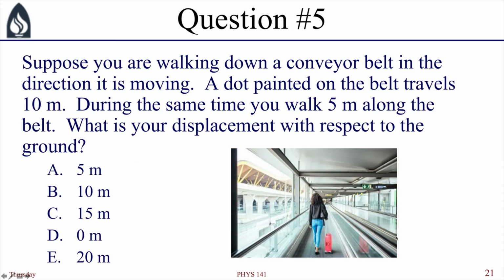So here is a question for you as you think about relative displacements. Let's suppose that you're walking down a conveyor belt in the direction that it's moving. Say you're at the airport and you're walking along one of those moving walkways. So there's a dot painted on the belt that travels 10 meters. During the same time, you walk 5 meters along the belt. What is your displacement with respect to the ground?